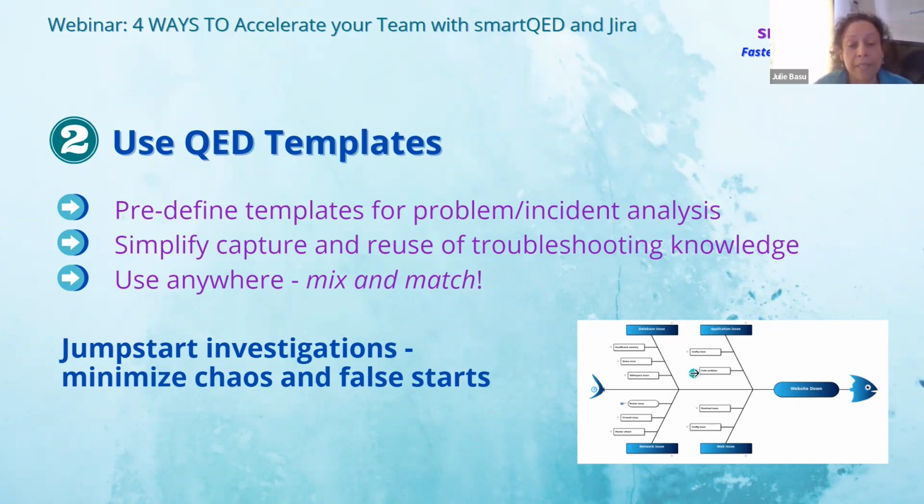So what the templating lets you do is jumpstart investigations and bypass a lot of this: the gap between your tool and your knowledge. There is a gap, right? And that gap today we fill by search and read, and the human being has to get involved and spend time during the incident, which eats into the resolution time. So this helps you minimize chaos and false starts. And like I mentioned, having a template really jumpstarts investigations.